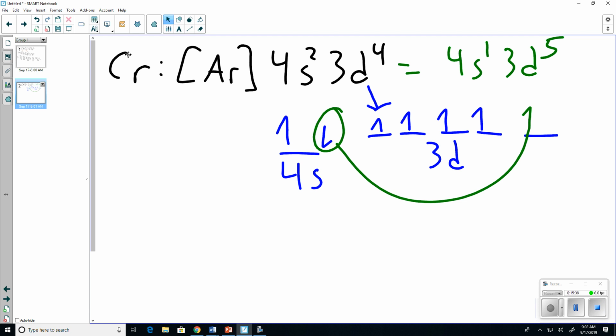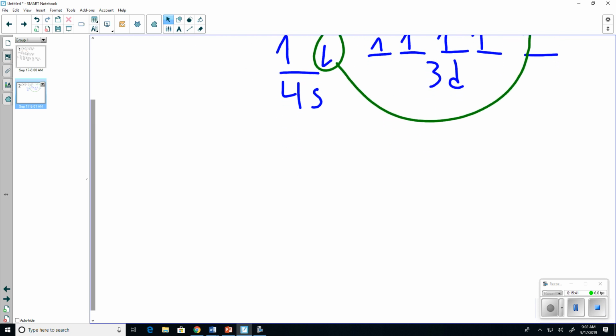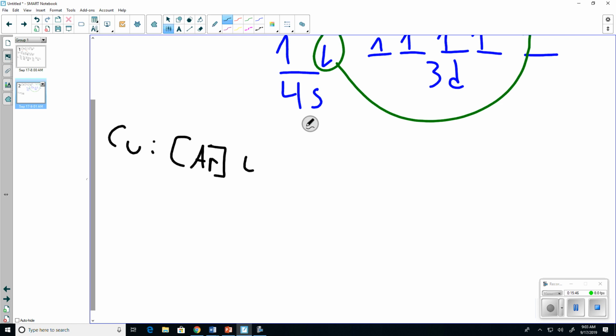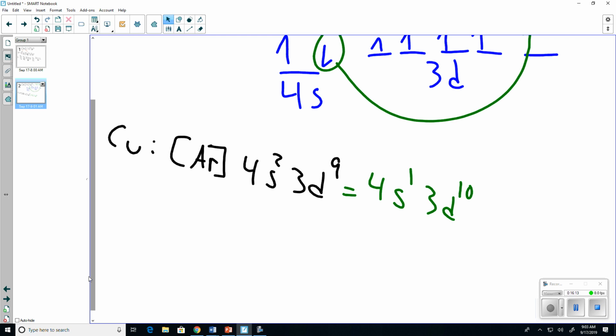If I show you copper, copper is similar. In Chem 1 we would have said, oh, just write it as 4s2 3d9 because it's the 9th element in the d orbital. That configuration gives me a full 4s and a 9/10 full 3d. However, it's more stable to have one orbital full and one half full. 4s1 3d10.